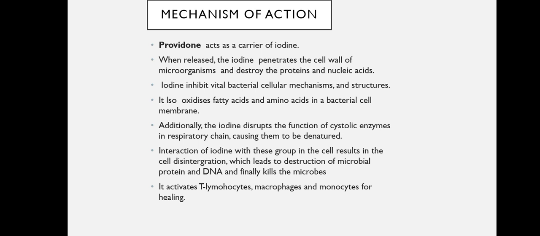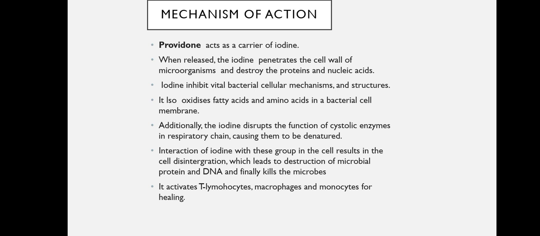When released, the iodine penetrates the cell of the microorganism and destroys the proteins and nucleic acid. It also inhibits vital bacterial cellular mechanisms and structures and oxidizes fatty acids and amino acids in a bacterial cell membrane by interacting with the functional groups of fatty acids and amino acids. Additionally, the iodine disrupts the function of cysteine enzymes, causing them to be denatured. The interaction of iodine with the fatty acids and amino acids results in cell disintegration, loss of integrity, which leads to destruction of microbial protein and DNA strands, and finally kills the microbes.